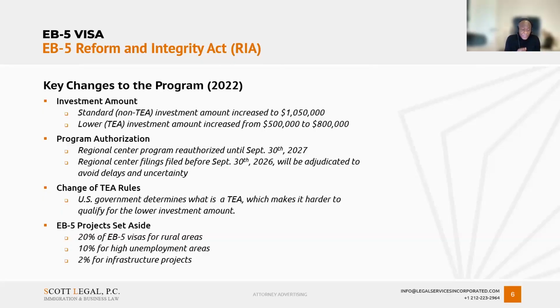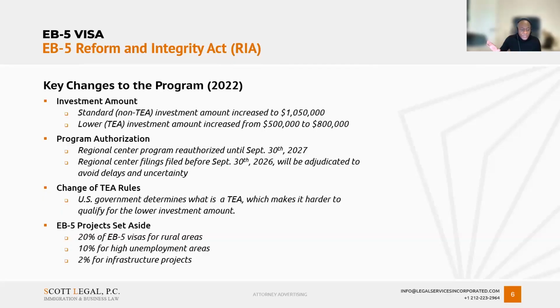But when this happened last time, there was quite a bit of confusion with USCIS. When the program had to be reauthorized last time, USCIS felt that they couldn't adjudicate any petitions when the program wasn't reauthorized. It wasn't clear whether they could or they couldn't, but they didn't. And so the good thing about this 2022 implementation is that it said basically that if a petition is filed before September 30th, 2026, it will be adjudicated. And this helps with delays and uncertainty. There were also changes made to what constitutes a TEA. It makes it harder.